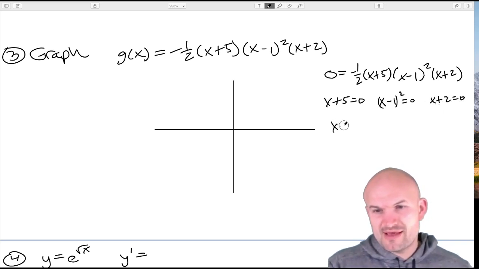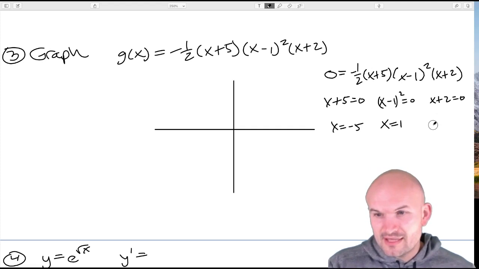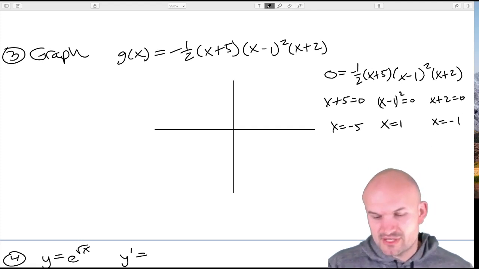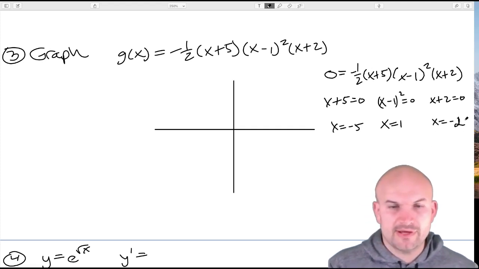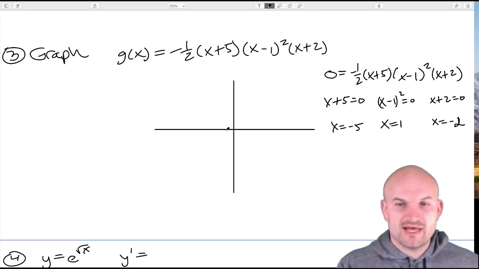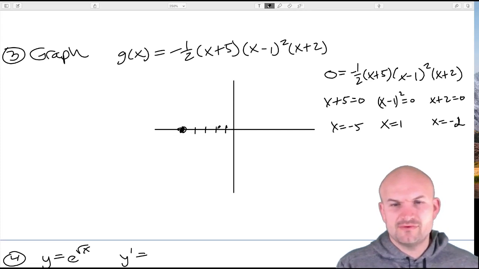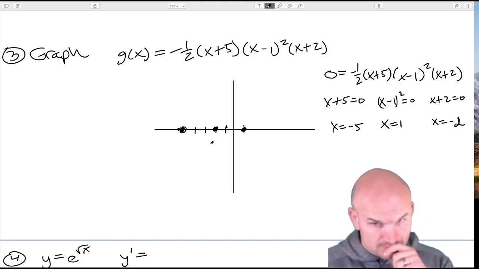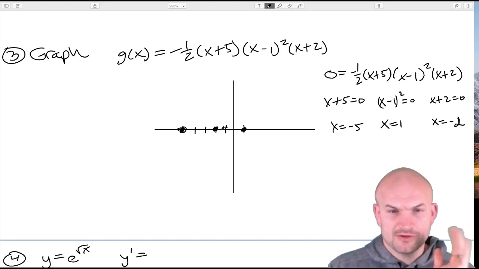All right, so therefore we have x equals -5. Here you take the square root of both sides, and you can see x is equal to 1. And then here x equals -2. Okay, so now let's go ahead and plot those points. I have -1, 2, 3, 4, 5, -2, and a +1. All right, so those are going to be the zeros.